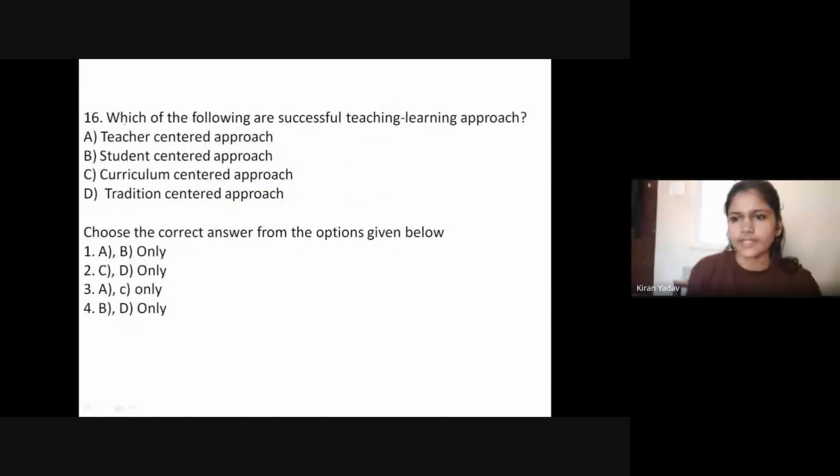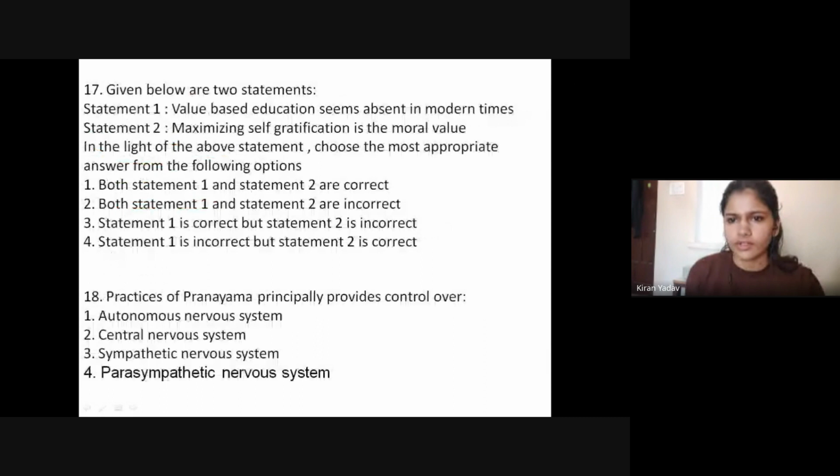Which of the following are successful teaching learning approaches? Teacher-centered, student-centered, curriculum-centered approach, tradition-centered approach. These are the two statements given: value-based education seems absent in modern times. We don't need to do this question because value-based education is not in our new syllabus. So we don't need to do this.